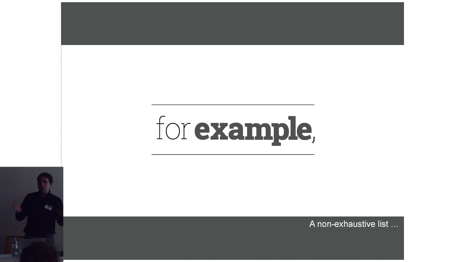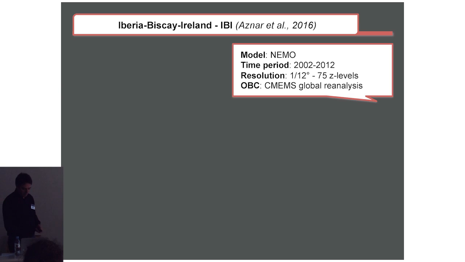Then, just to give you some examples, it's not exhaustive. It's just a few examples of downscaled applications. This is the first one I chose. It's from the Iberia Biscay Ireland region. It's an example using the NEMO model for a given region.